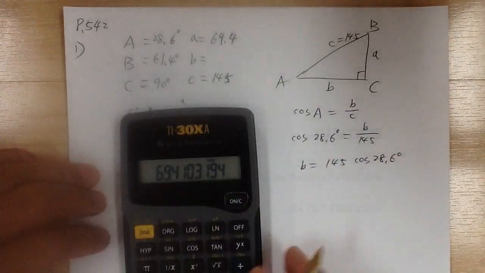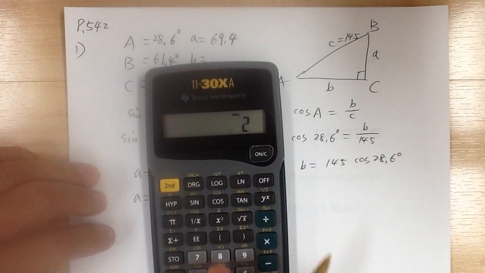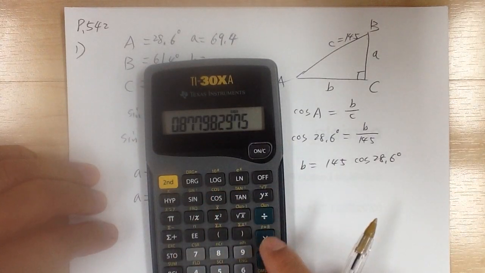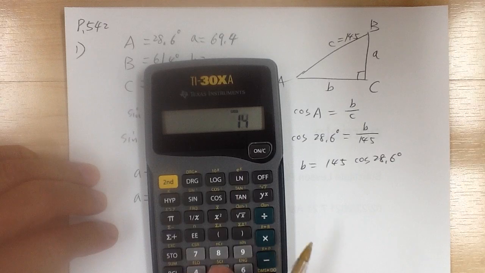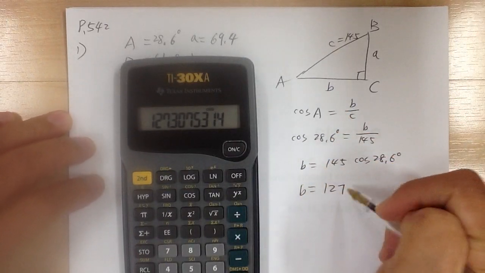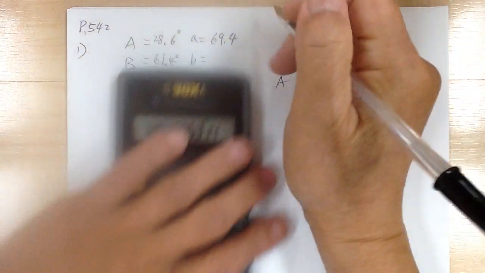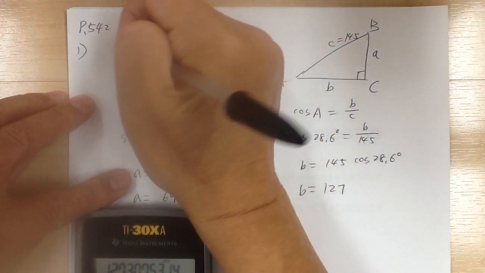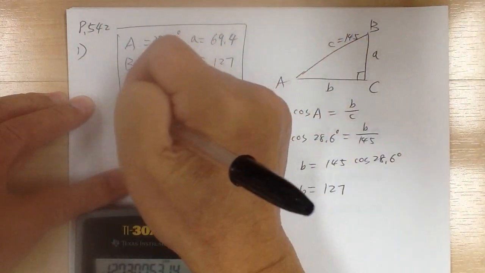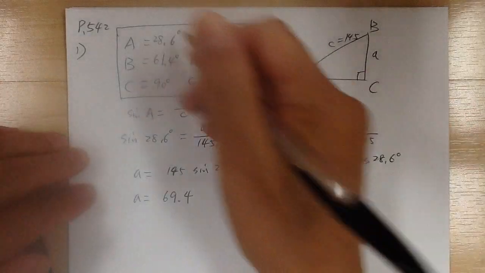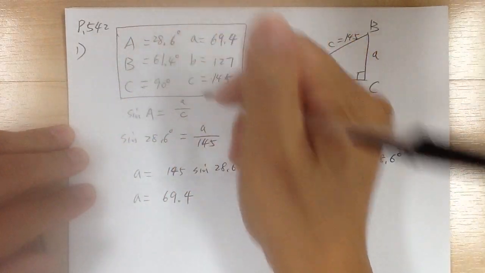Okay, and again you're ready to do the calculation. So 28.6, this one you have to do cosine, and then you times it by 145 equal. So b equal to 127. Okay, and you put one over here. So you can get all your information over here. So that way you can keep track of what you have and what you need to get. So again, whenever you're solving, you have to get all the ABC angles and the side ABC.